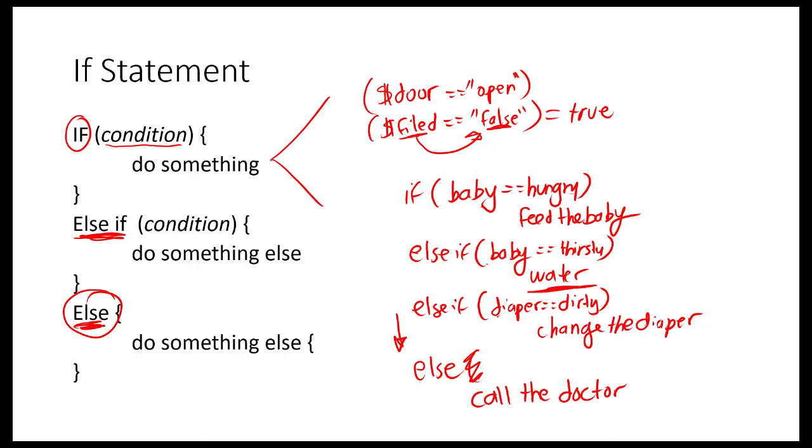And by the way, we don't need to have the else section. We can cut it out. Now, if we don't have an else section, then the code's going to start with the if and the else if and the else if, and then it's just going to stop. Because if none of the conditions are met, it just won't do anything.